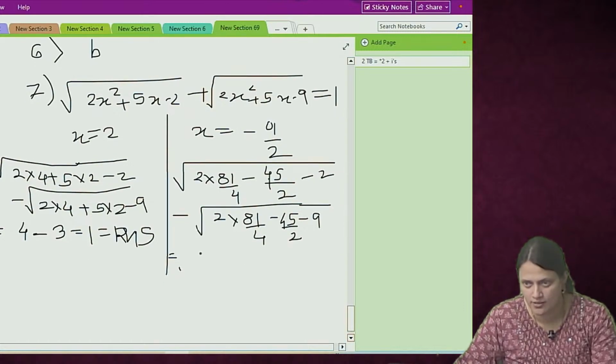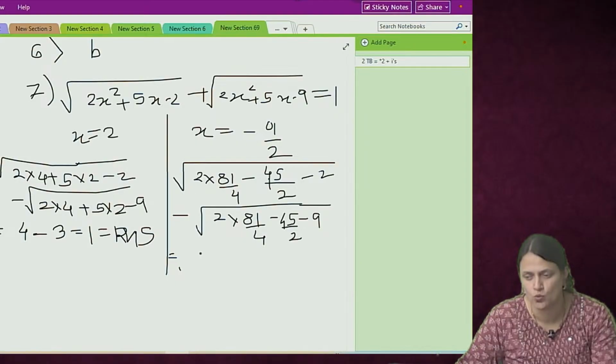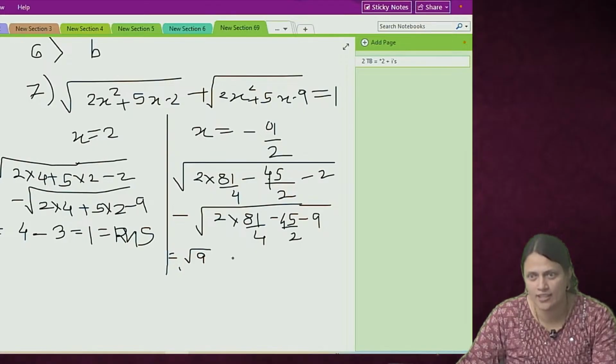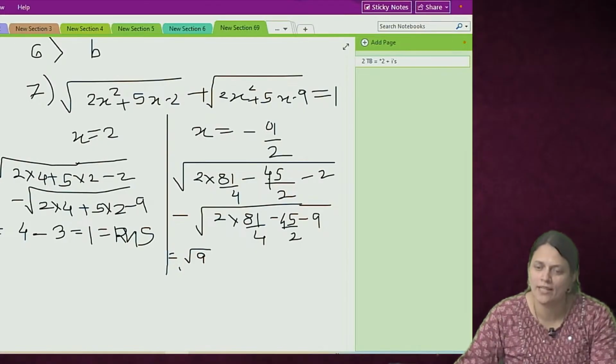हाँ, 36 upon 4 का 36 upon 2. So 36 minus 45 18. तो कितना आया बता दो. चलो. आई डोंट वांट टू डू इट. √9 3. हाँ सो 4 minus 3 आएगा.